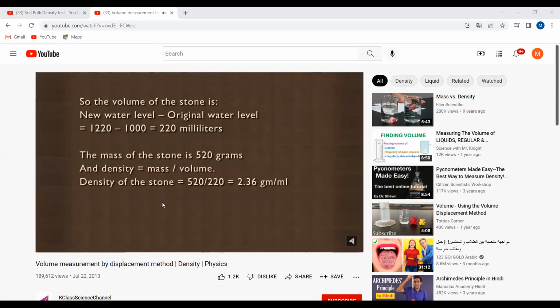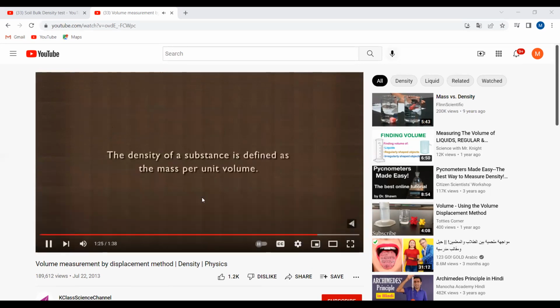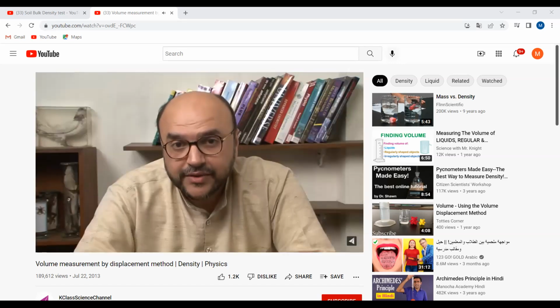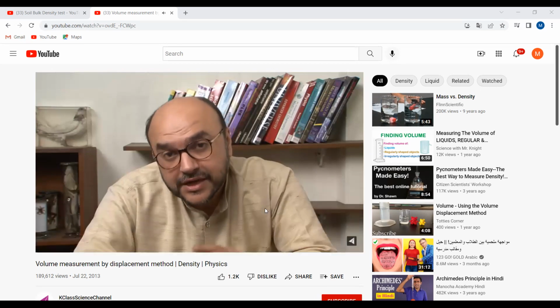The mass of the stone is 520 grams and density is mass upon volume. Density of the stone hence is 520 by 220, which is 2.36 grams per milliliter. Since 1 milliliter is equal to 1 cc, density of the stone can be expressed as 2.36 grams per cc. The density of a substance is defined as the mass per unit volume. Now that you know how to find the density of materials that sink in water, can you find out a way to measure density of materials that float?